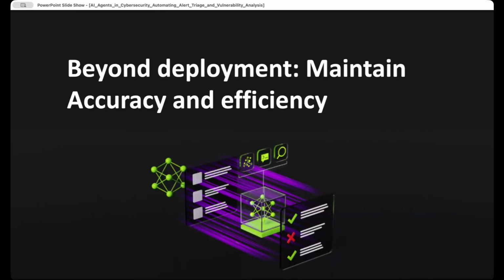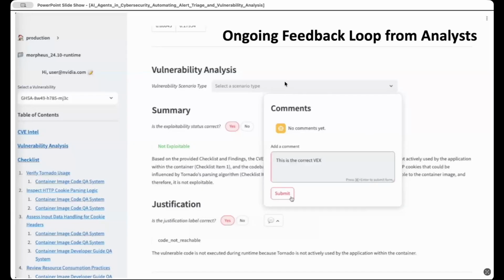I think their blog and presentation also show another interesting point, which is beyond deployment, right? Usually it's not just deploy and that's it. You also need to maintain the accuracy and efficiency post-launch. So they also comment on how they continuously monitor the performance and efficiency of this multi-agent system.